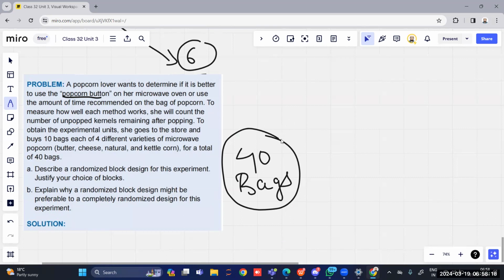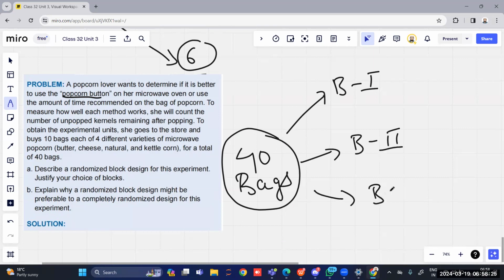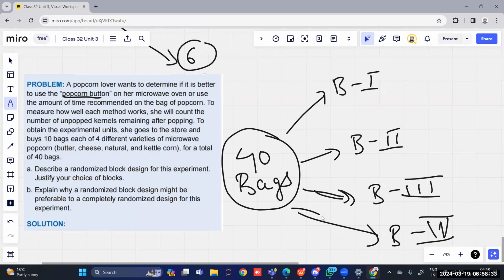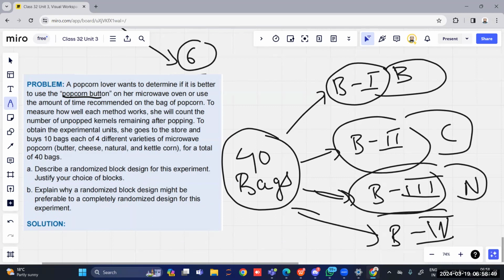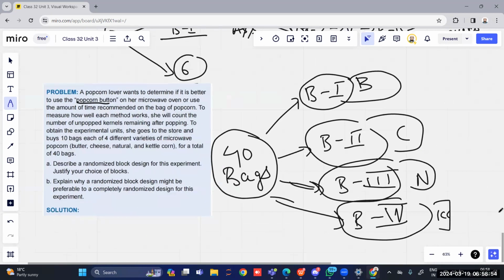So based on the difference, we distribute the blocks. So there will be block one, block two, block three, and block four. So the blocks are the different kinds of popcorn bags. And in one block there will be similar popcorn bags. So in block one it will be butter, here it will be cheese, here it will be natural, and here it will be kettle corn. Is it clear?